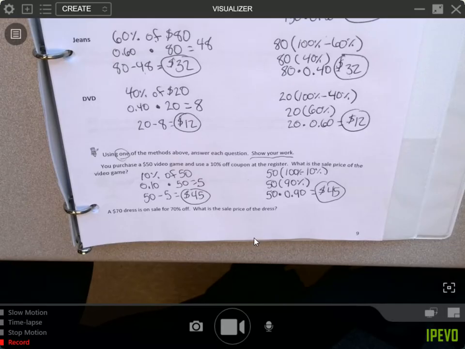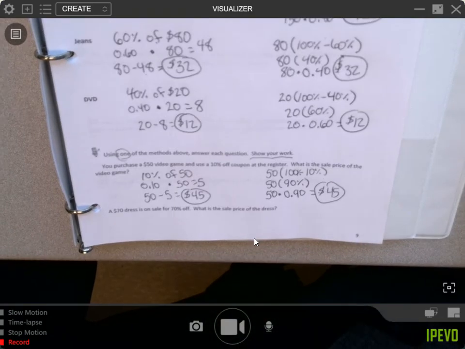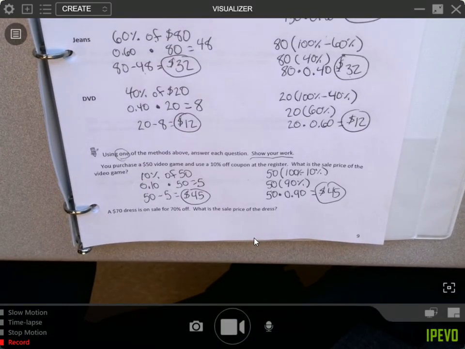Okay, so you decide which one. Oh yeah, I get this one. This one works for me. Use that way. Let's look at our bottom one. A $70 dress is on sale for 70% off. What is the sale price of the dress?